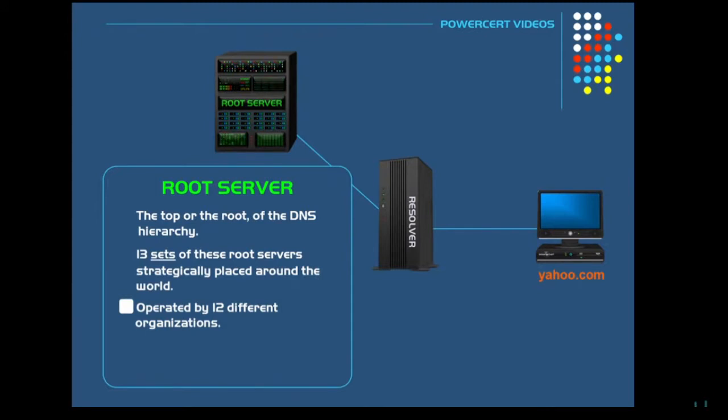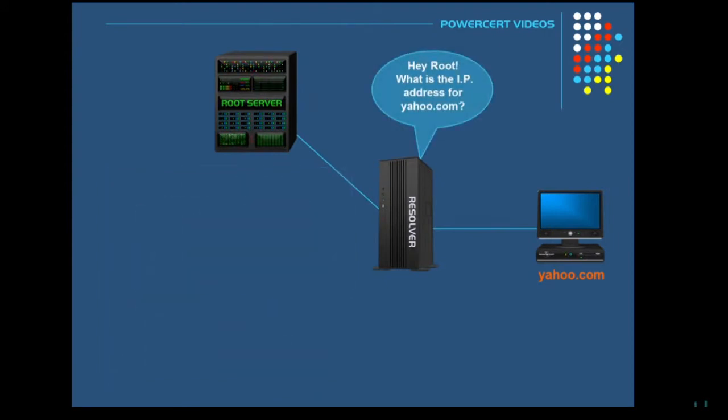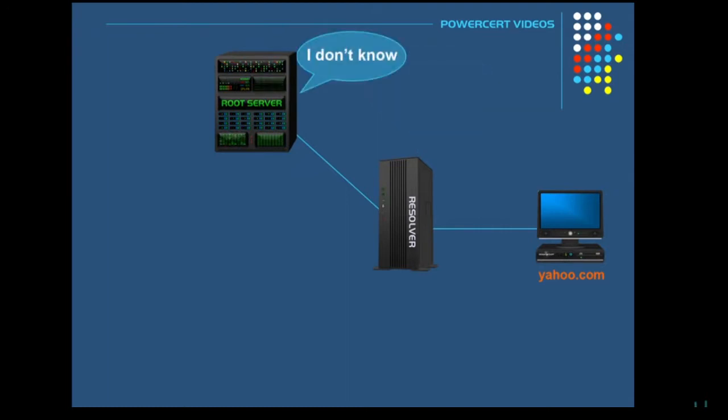And each set of these root servers has their own unique IP address. So when the root server receives the query for the IP address for yahoo.com, the root server is not going to know what the IP address is. But the root server does know where to send the resolver to help it find the IP address. So the root server will direct the resolver to the TLD or top-level domain server for the .com domain.